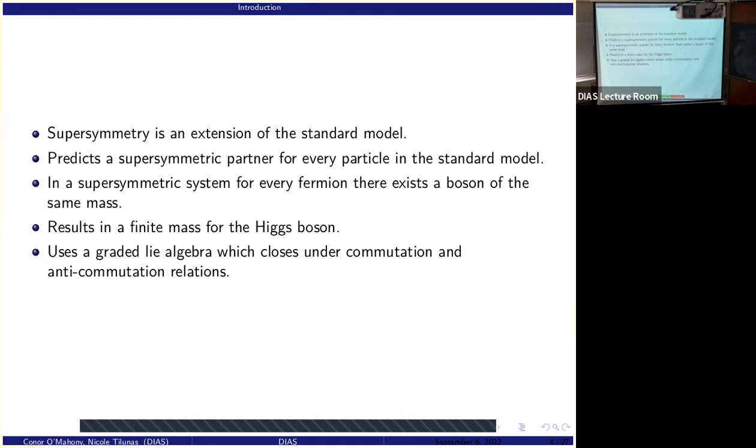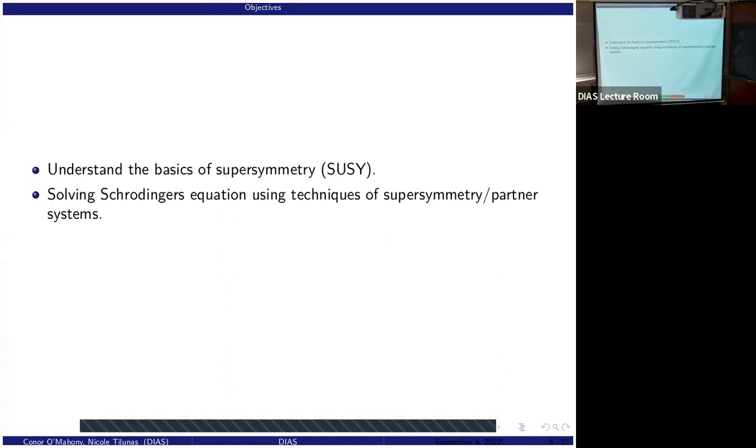As said, it predicts a supersymmetric partner for every particle, but these particles have not been detected, and they could be detected at very high energies, at about maybe 100 gigaelectronvolts. This project consists of a Lie algebra, which is a symmetric algebra, which closes under commutation and anti-commutation relations. The objective of this project is to understand the basic theory and application of supersymmetry, or SUSY for short. We're going to be doing this by solving Schrodinger's equation using the techniques of supersymmetry and applying this to various well-studied potentials, such as the harmonic oscillator and the hydrogen atom potential, and it can be seen that this method can be applied to various other arbitrary potentials.